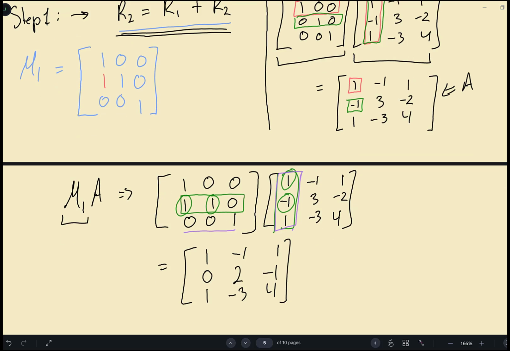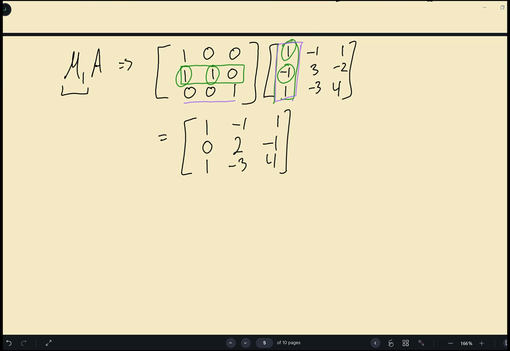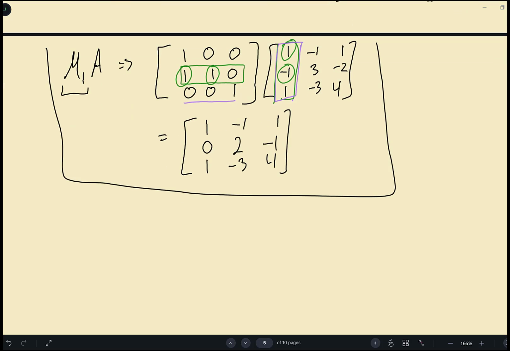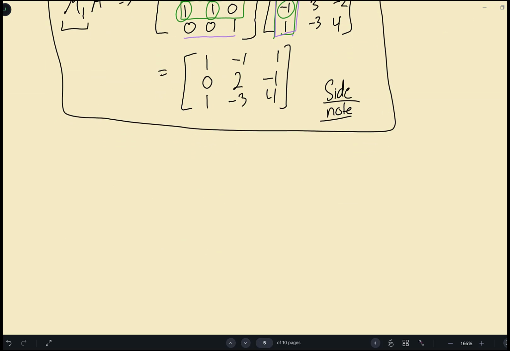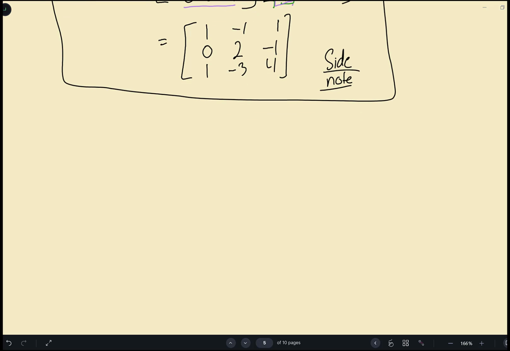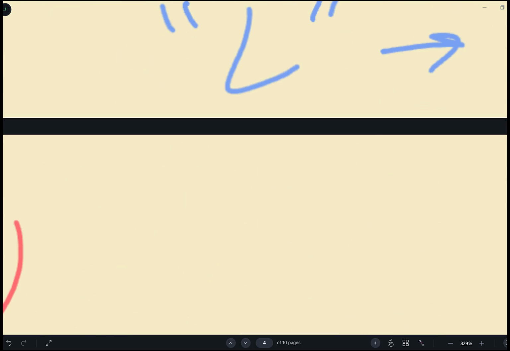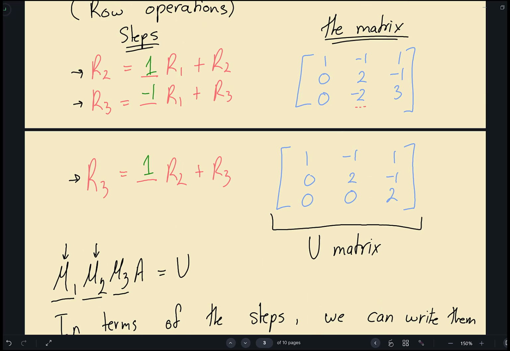and into step 2. All right, so again, this would be considered here as another kind of side note. So let's do step 2 now, which was row 3 equals negative row 1 plus row 3. So that's what we did. If we recall, let's go back. We can see this up here. So we did row 3 equals negative 1 R1 plus R3.